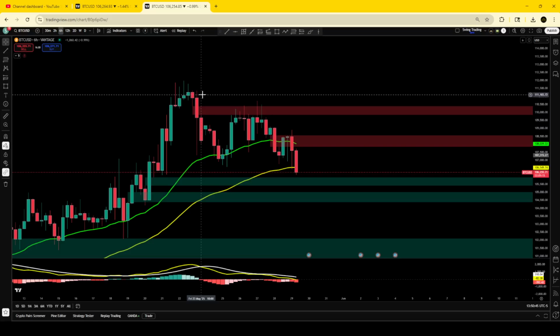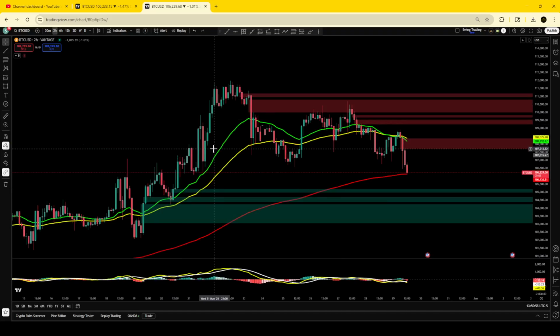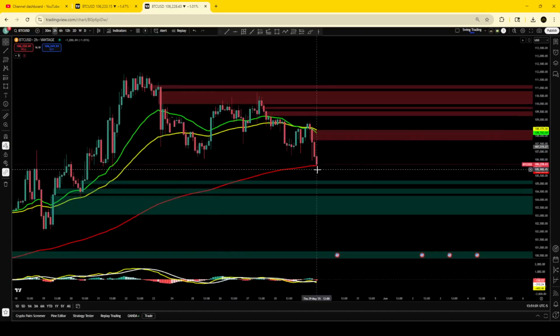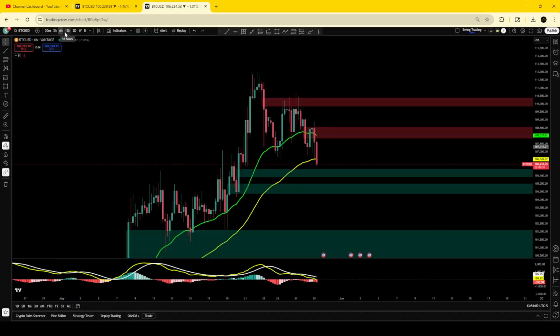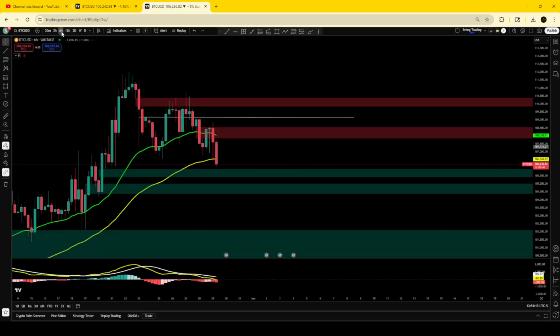I can definitely enter on here, but however, if I found the trade on the 6-hour, like it is now, I'm going to enter on the 2-hour and put my stop loss on the 2-hour. And then I'll put my TP on the 12-hour.